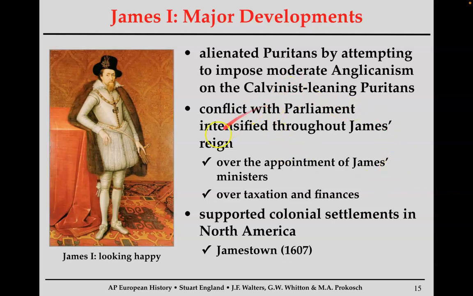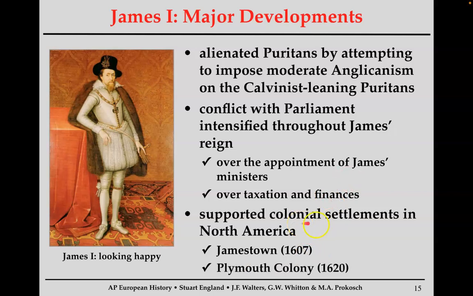So when he starts appointing ministers, he was favoring those more moderate Anglicans. And in Parliament, there is a growing number of Puritans who are controlling the House of Commons. So right now we're kind of seeing that metaphorical boiling pot of water getting hotter and hotter. It's not going to boil over with James I, it's going to happen with his son.